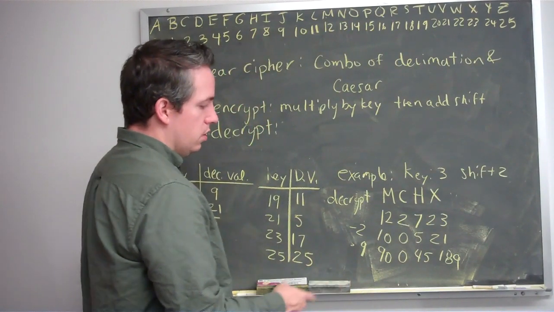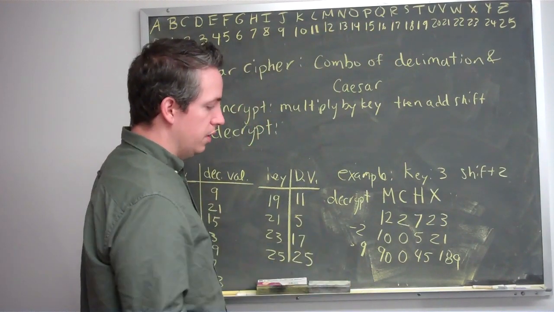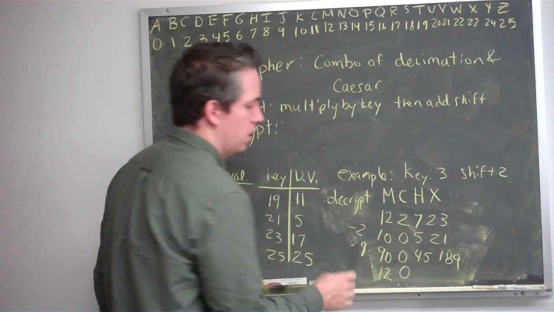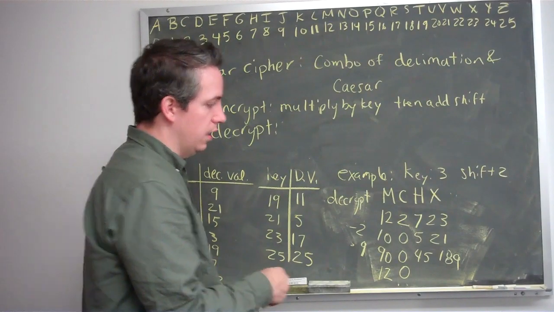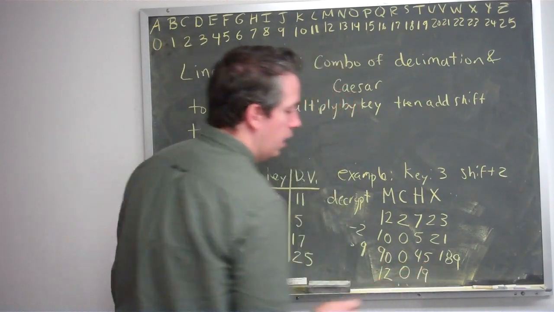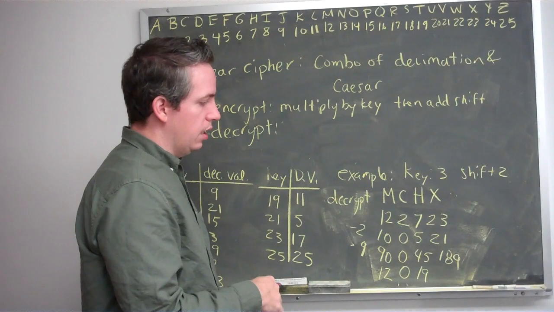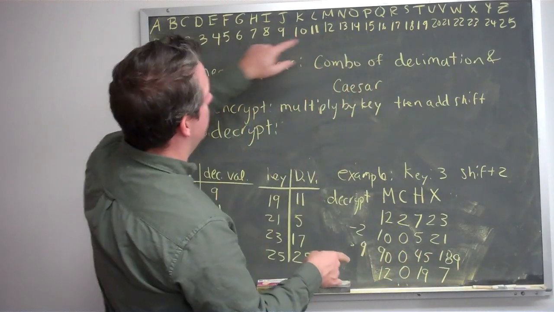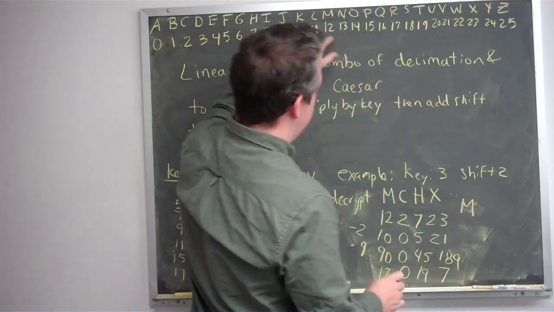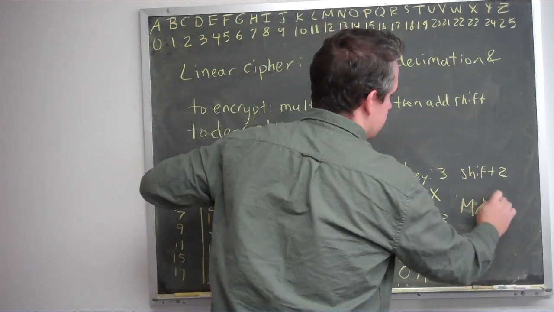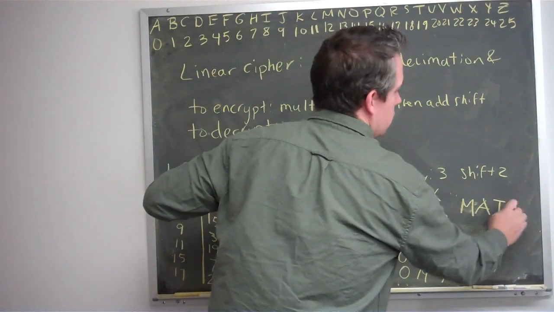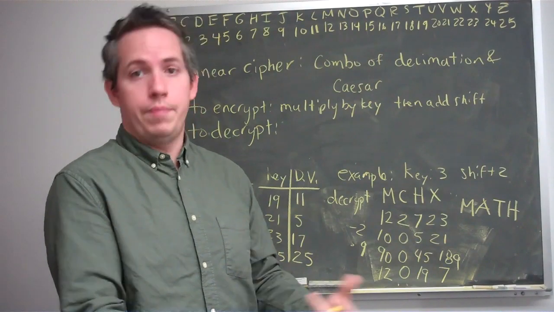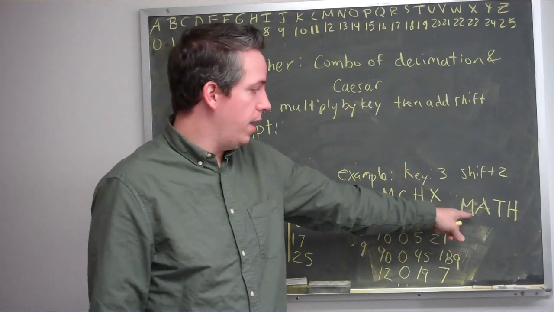Now I need to get back into range. So I take 90 and I subtract multiples of 26, and I end up getting 12. 0 is already in range. 45, subtract multiples of 26, and I get 19. 189, subtract multiples of 26, and I get 7. 12 corresponds to M. 0 is A. 19 is T. And 7 is H. And again, just like you kind of expect, when you encrypt and then decrypt, you get back to where you started. And we started with math, and we ended with math.